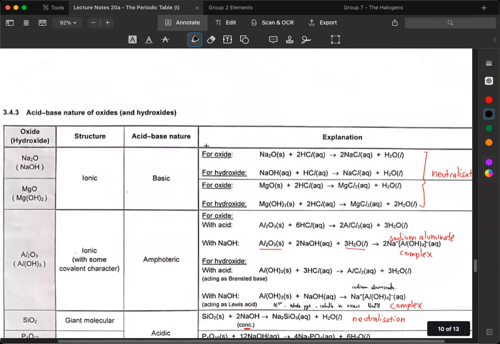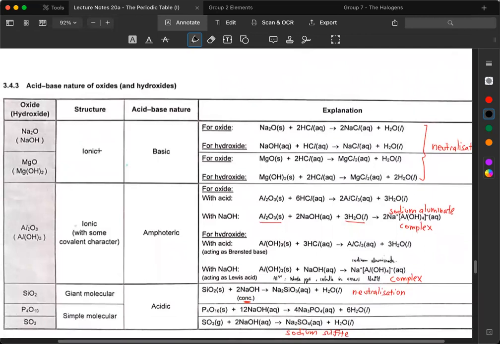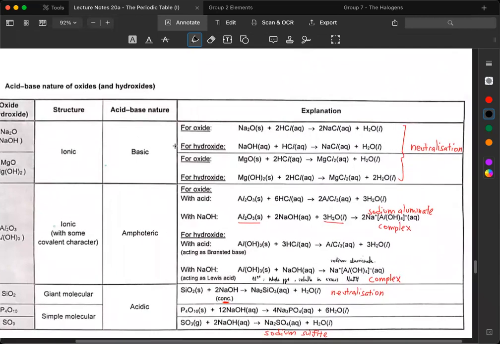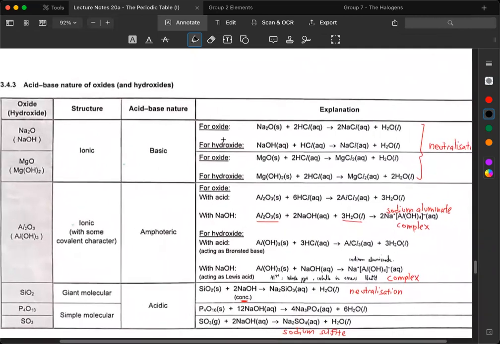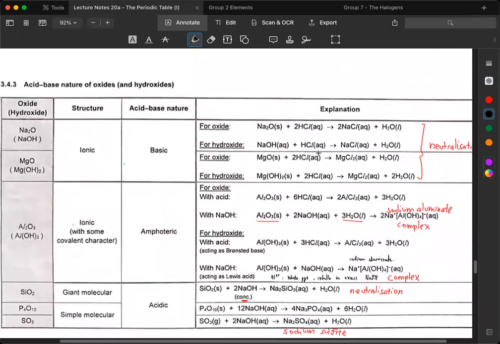Now, let's look at the acid-base nature of the oxides. For sodium and magnesium oxide, they are basic. So when they react with acid, it undergoes neutralization. I shall not elaborate on this.